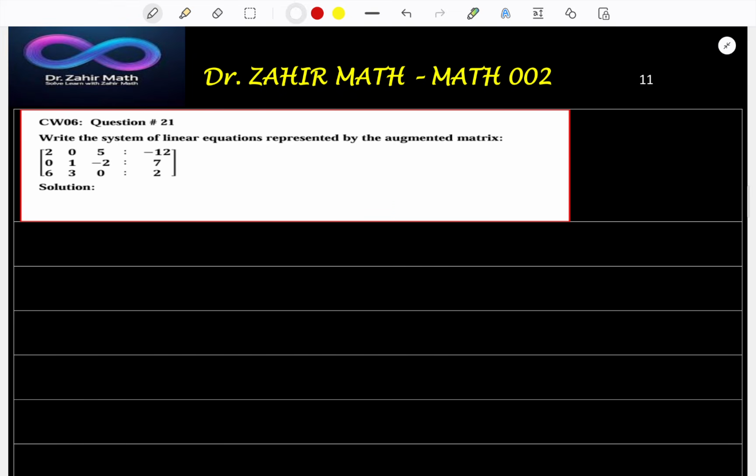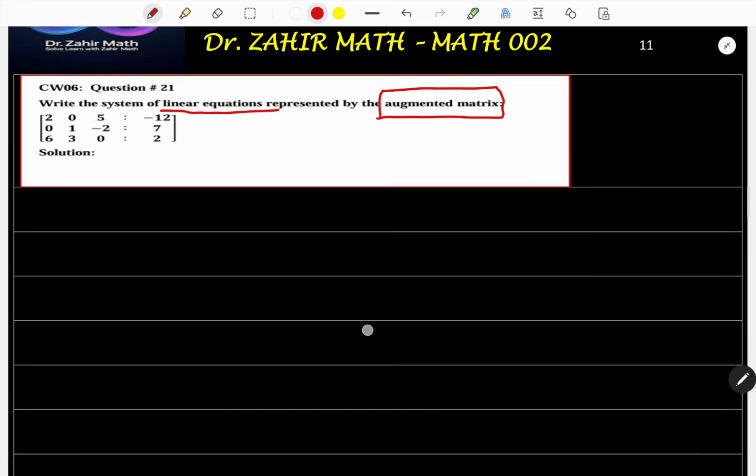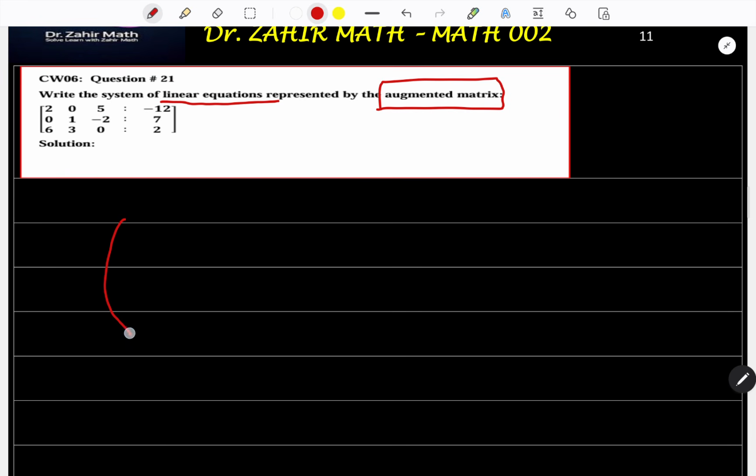Write the system of linear equations represented by the augmented matrix. Again, you're going to write linear equations. What is given? An augmented matrix is given. So let me write the matrix here. 2, 0, 5, negative 12, semicolon, and then 0, 1, minus 2, semicolon 7, 6, 3, 0, semicolon 2. Right?